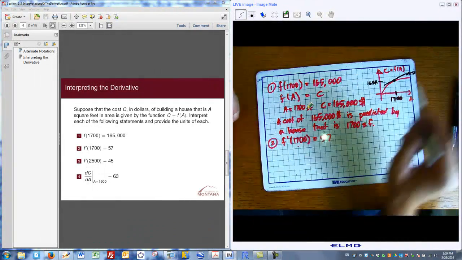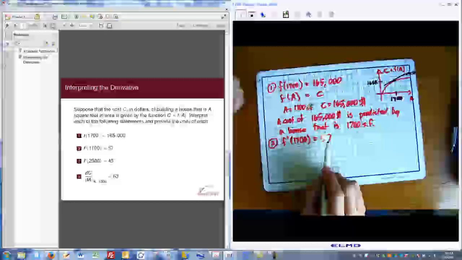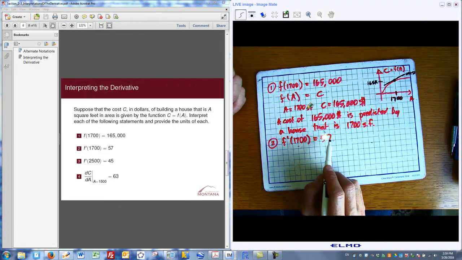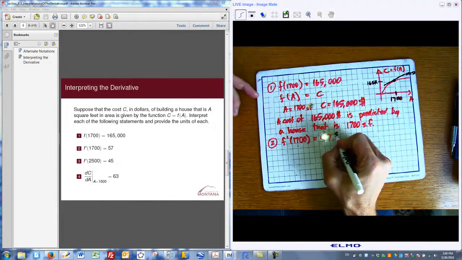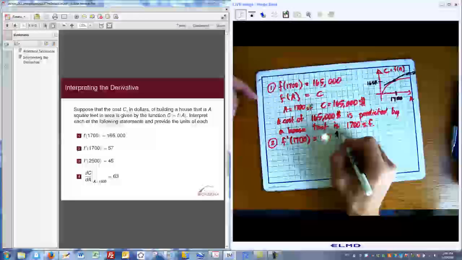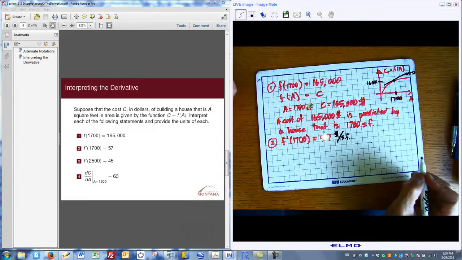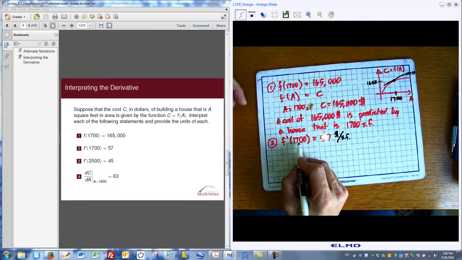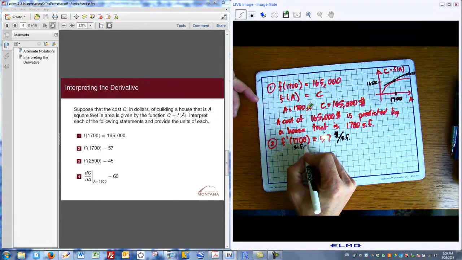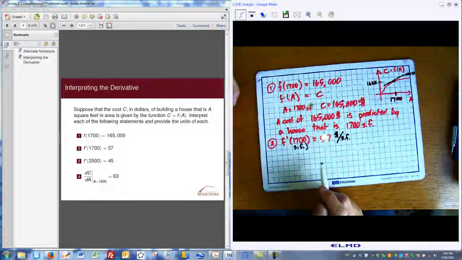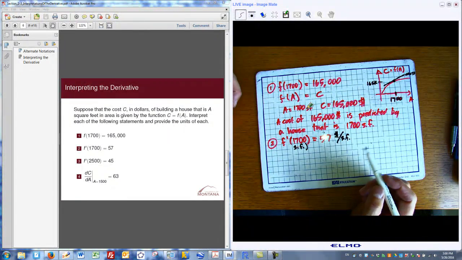Now if you think about it, this number 57 has to be a slope, right? So it has to be a rise over run unitized number. In the sense of rise over run, the rise is in cost, in terms of dollars, and the run is in square feet. We know that 1700 is actually a square footage, because we're told that the function is a function of a, and a is the area.